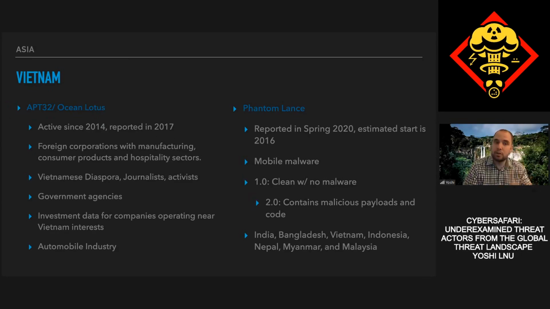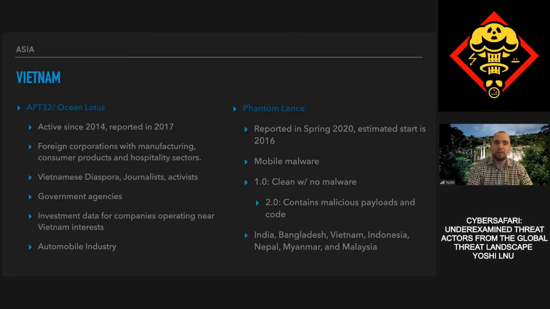APT-32, Ocean Lotus. It's really interesting because with the right visibility, it's easy to see how their campaigns align with their state interests. Nick Carr, formerly of FireEye, now with Microsoft, did a great job of reporting what FireEye saw. So first, they saw Ocean Lotus had been active since 2014. They first publicly talked about it in 2017. Ocean Lotus targeted foreign corporations with manufacturing, consumer products, and hospitality sectors. They also, in different campaigns, targeted the Vietnamese diaspora, journalists, and activists, along with the government agencies.